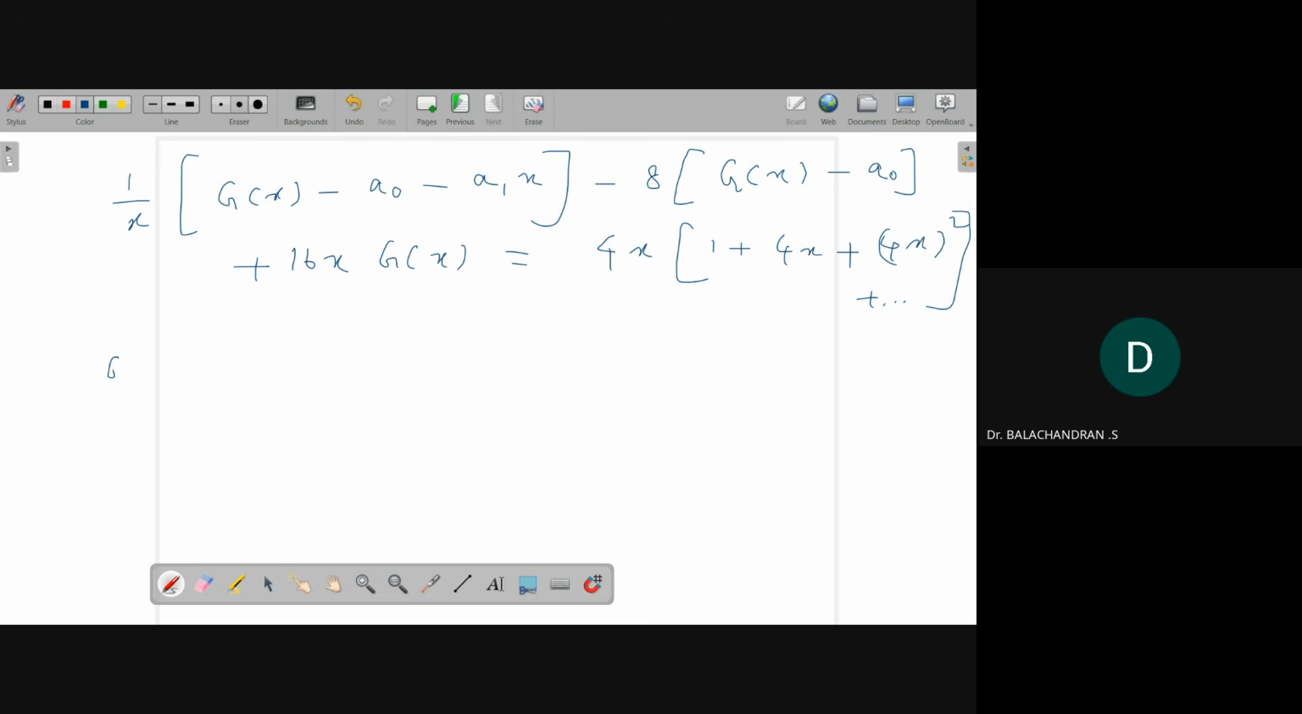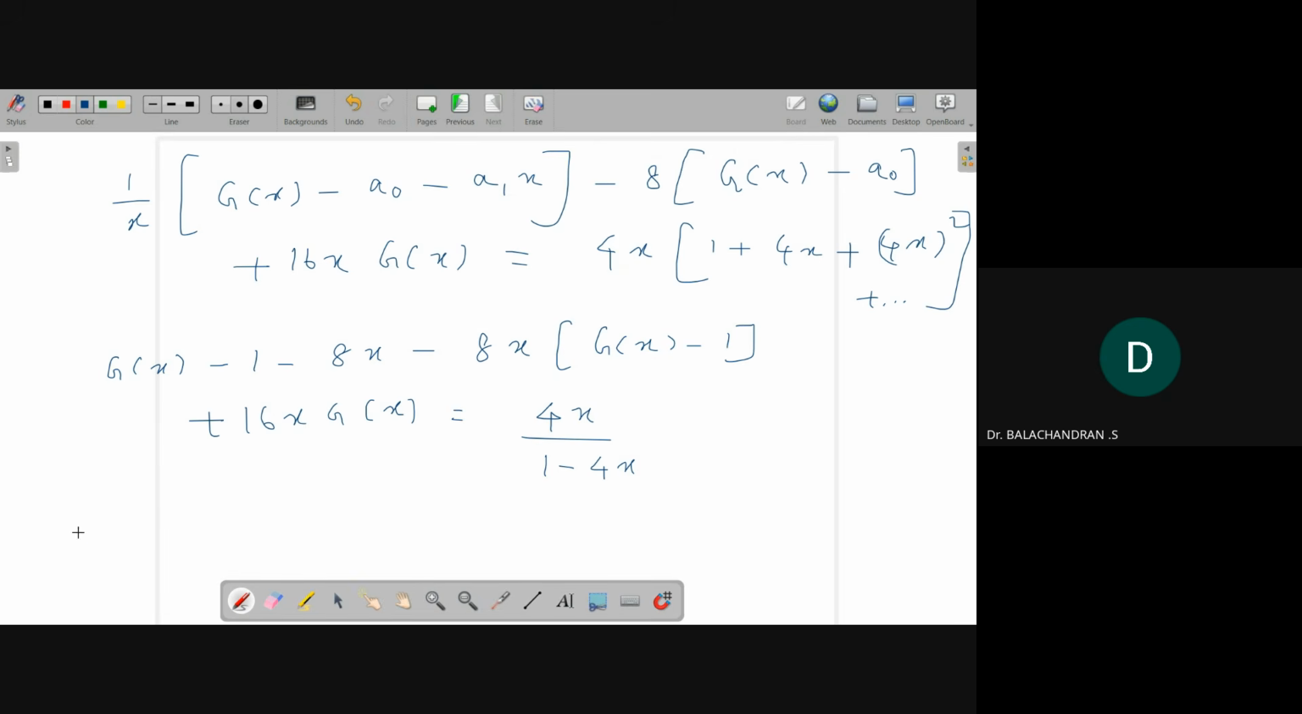So g of x minus a naught. I think a naught is 1, a1 is 8, minus 8 into, throughout multiply by x, into g of x minus a naught is what? 1 plus 16x into g of x, which is equal to 4x into 1 minus 4x whole power minus 1, or divided by what? 1 minus 4x. Now collect the terms which contain g of x separately.